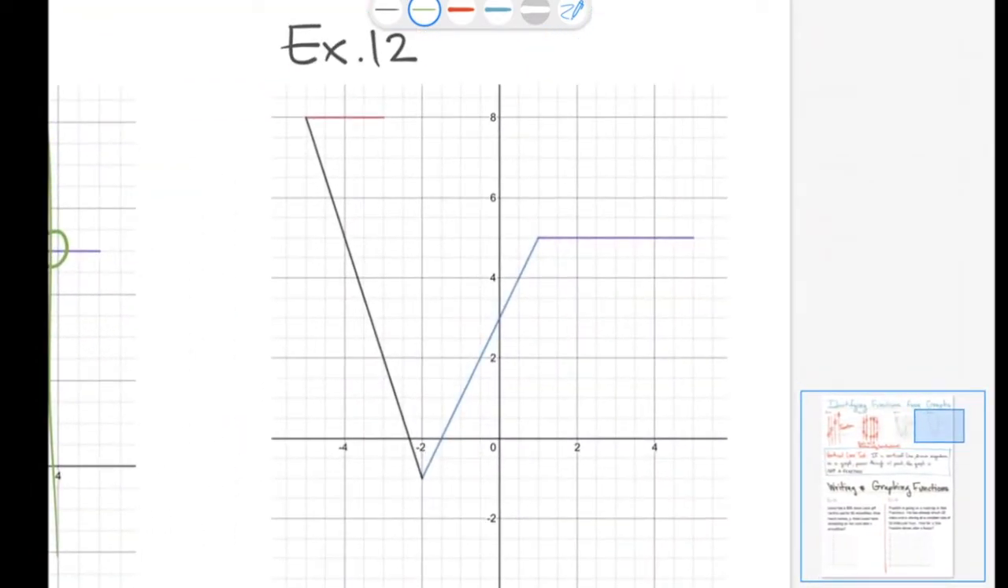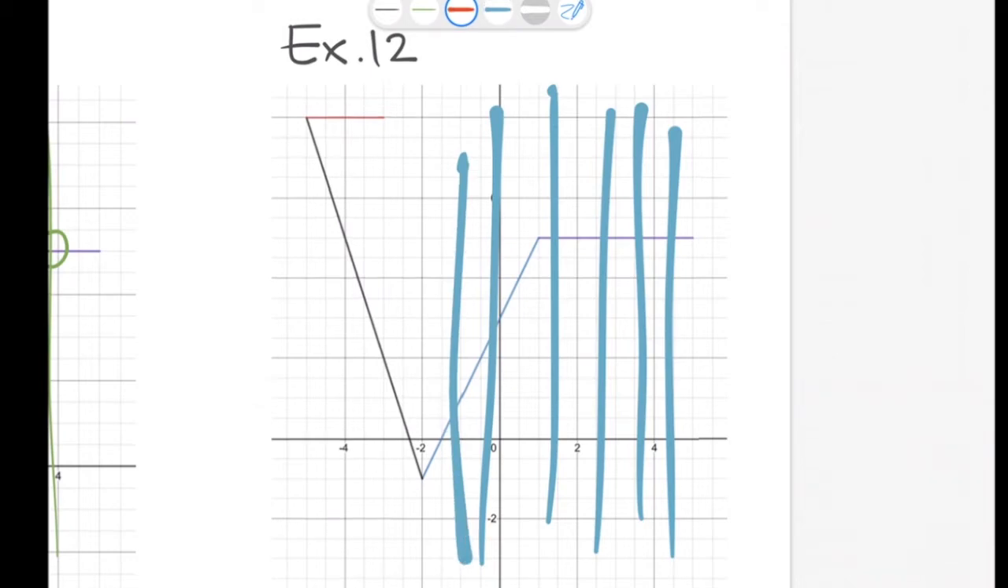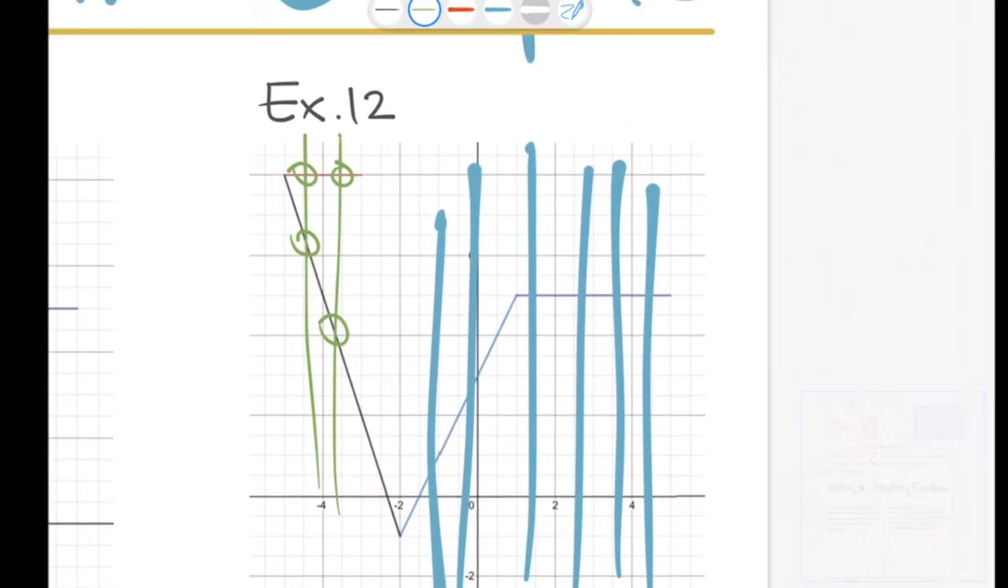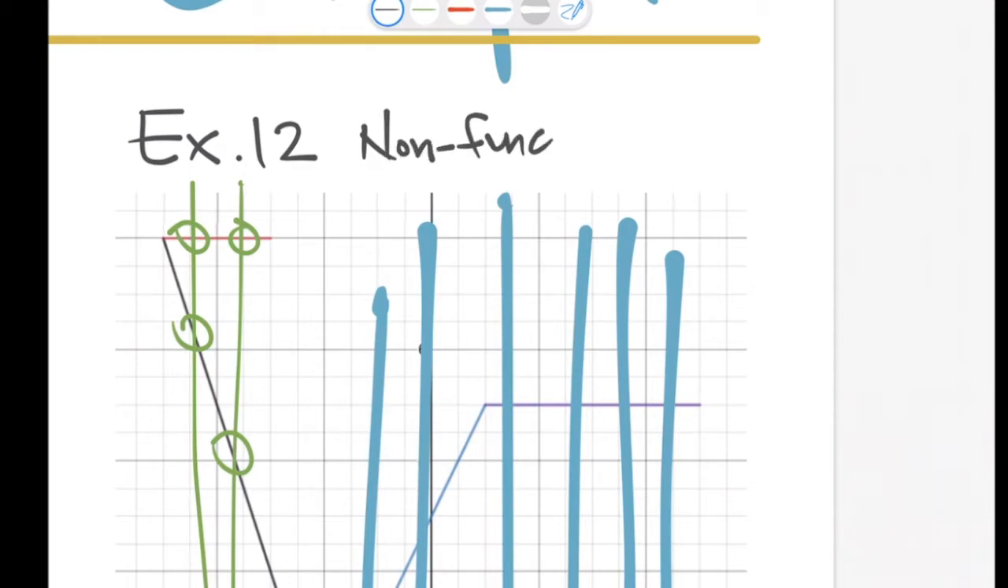And finally, example 12, notice we can draw vertical lines all over here, but as soon as we draw vertical lines here, we're able to pass the graph in more than one place. So if at any point along any part of the graph a vertical line passes the graph more than once, this relation is only a relation. It's non-functional. So notice I'm using different terminology here, and all of the terminology I'm using is legitimate. You can say that this is a relation only, or you can say that this is non-functional.